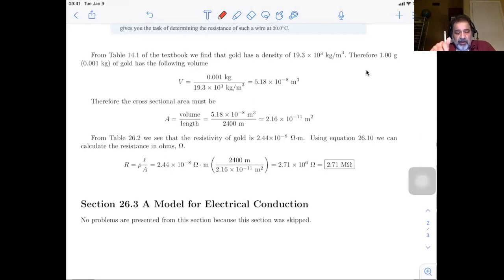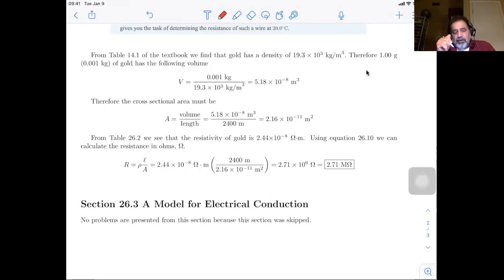Therefore, the cross-sectional area must be the volume divided by the length. So area is equal to the 5.18 times 10 to the minus 8 cubic meters divided by the 2.4 kilometers, which is 2,400 meters. And so we get an area of 2.16 times 10 to the minus 11 square meters. So that's the cross-sectional area.